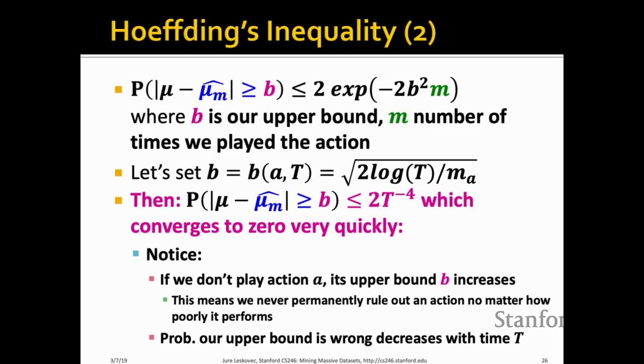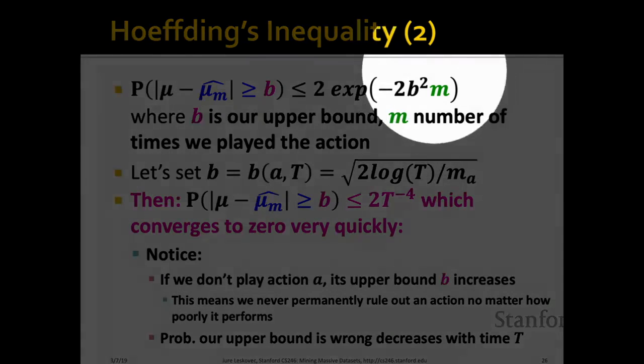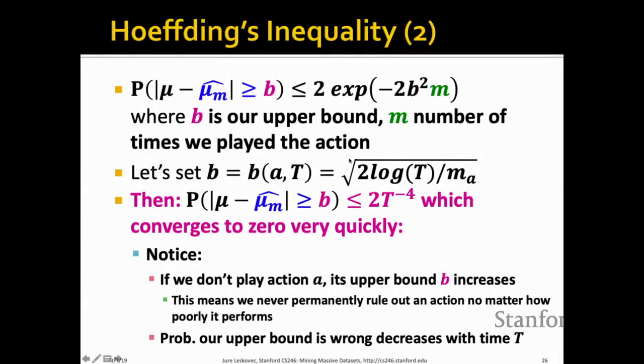So the probability that our two mu's are within this specific bound is going to be less than or equal to 2 times t to the power of minus 4. And the interesting fact about extracting this quantity is that, as you can imagine, it converges to 0 very quickly as time goes. So time passes by, and very quickly this bound will go very close to 0.